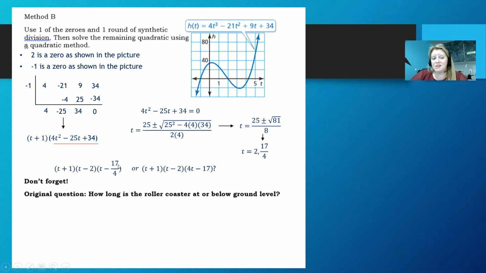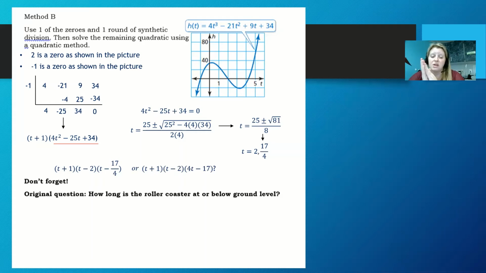So t minus 17 over 4 and 4t minus 17 both get you the same x-intercept, but obviously they're different. So that's why I kind of steer away from the quadratic formula if you have to factor. I try never to use the quadratic formula if I'm factoring. I use an actual factoring method. So that's something to be cautious about.